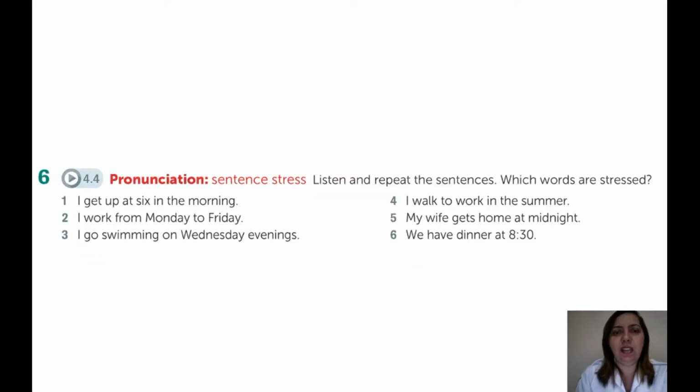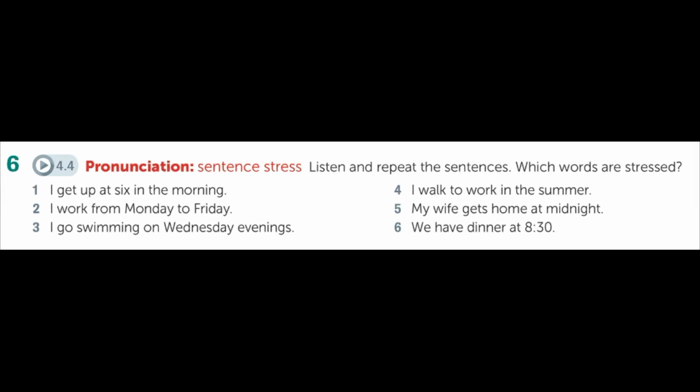Let's check the pronunciation about the sentence stress. You're gonna listen, repeat the sentences, and indicate which words are stressed, right? So let's listen, check.